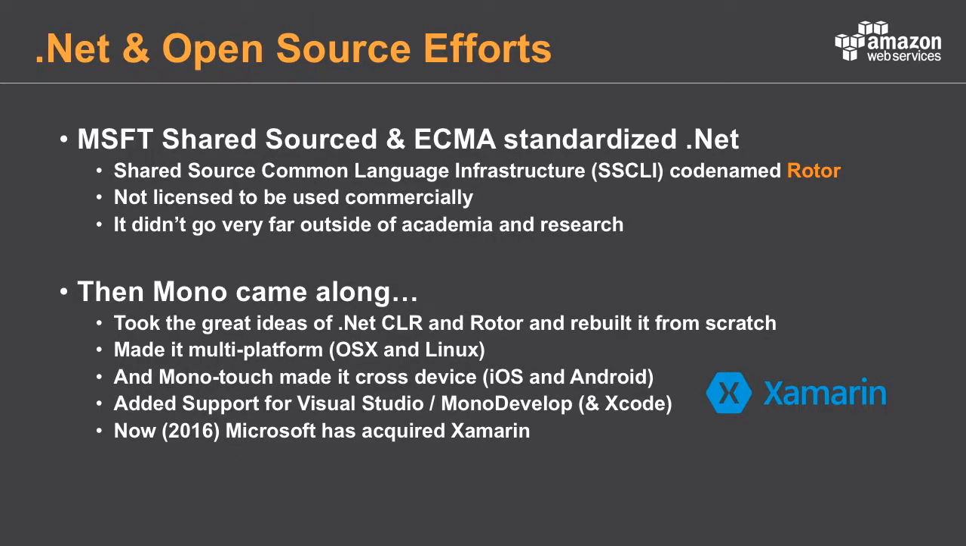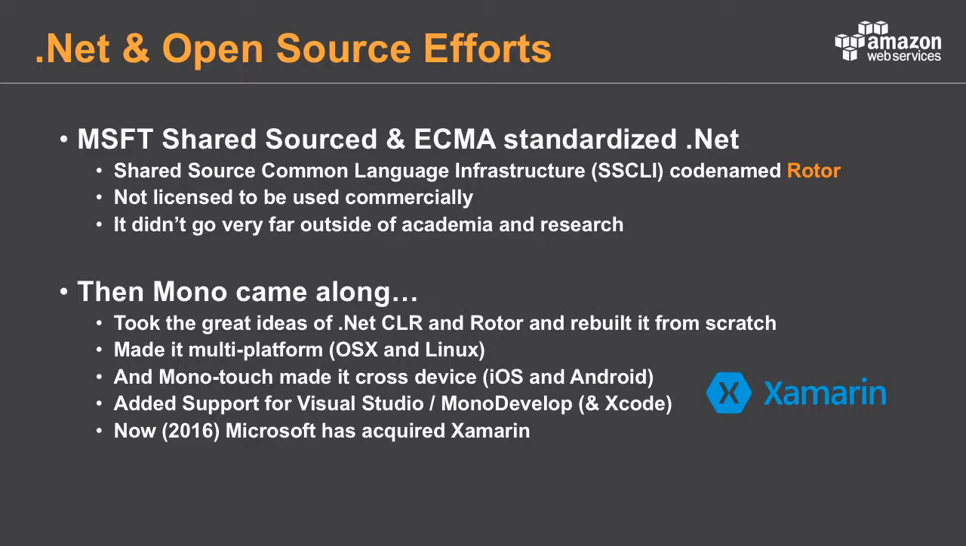Microsoft also very early on realized that they had to standardize .NET in order to make it successful. So very early on, they approached the European Computer Manufacturers Association to standardize the .NET libraries and the runtime. They also released a shared source version called Rotor. The shared source approach wasn't open source; it was closed to certain use cases, which meant that you couldn't use the runtime for anything other than academic or exploratory purposes. You couldn't use it commercially.